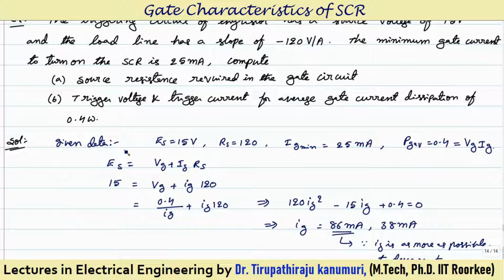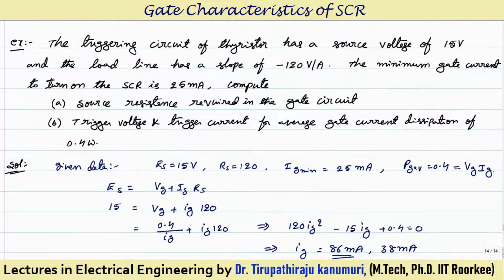What is the given data? The source voltage is mentioned as 15 volts, and similarly the slope of the load line is mentioned as minus 120 volts per ampere. So if you are taking the characteristics, this is my IG versus VG.